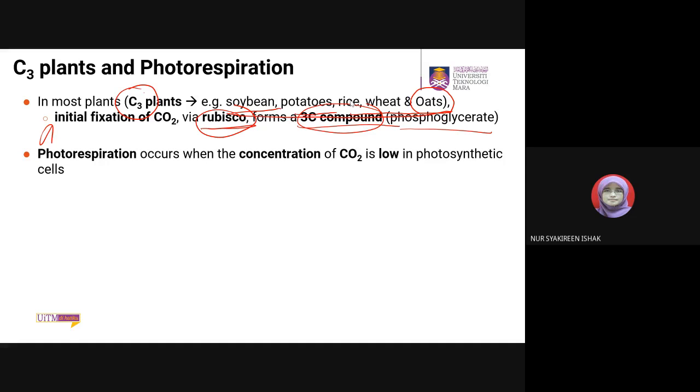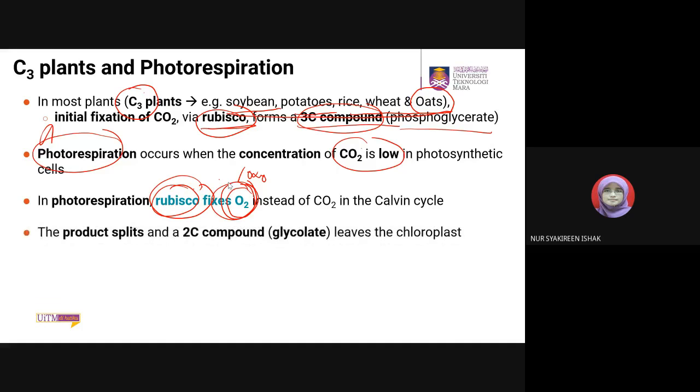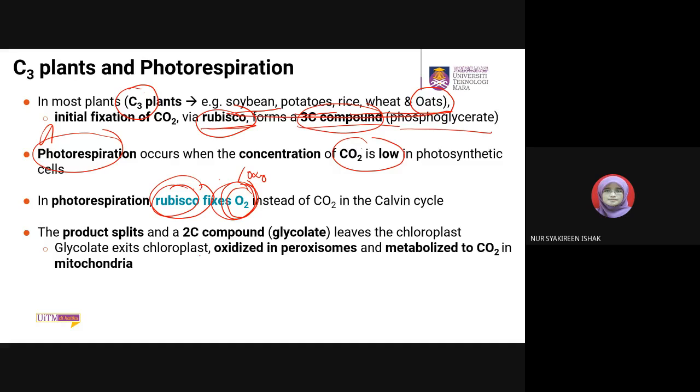Tapi bila photorespiration berlaku disebabkan oleh carbon dioxide concentration is low, okay, Rubisco akan fix oxygen. Dia akan prefer oxygen. So sebab tu nama Rubisco ni tadi ribulose biphosphate carboxylase ataupun oxygenase. Okay, sebab Rubisco ni dia akan prefer oxygen berbanding dengan carbon dioxide. Okay. So the product splits and 2 carbon compound which is glycolate leave the chloroplast. So glycolate will exit the chloroplast, oxidize in the peroxisome and metabolize 2 carbon dioxide in the mitochondria.